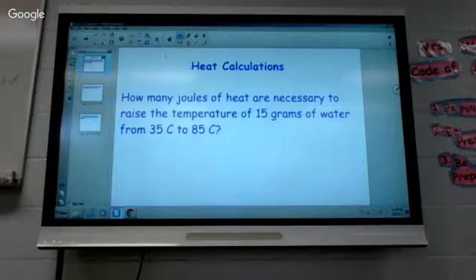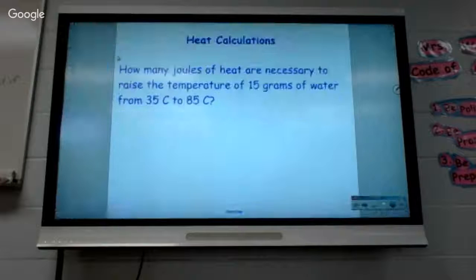All right. This would have been a question that we would have done way back at the beginning of the semester. Do we need to write it down? Yes. All right, write it down. This is fairly traditional. How many joules of heat are necessary to raise the temperature of 15 grams of water from 35 to 85 degrees Celsius?